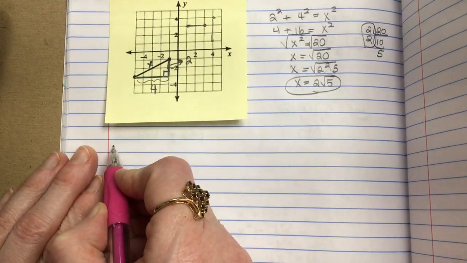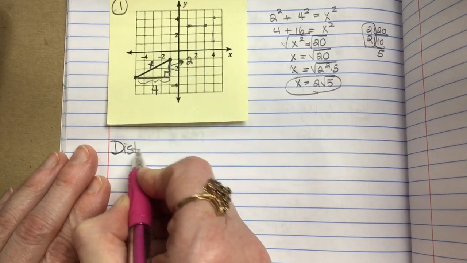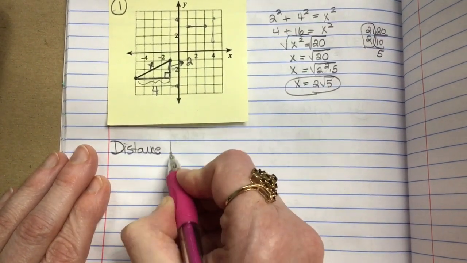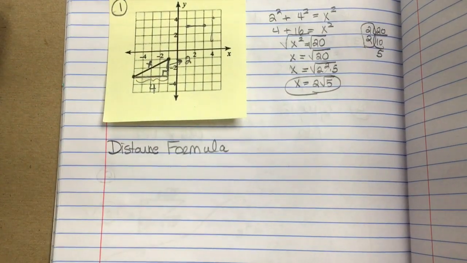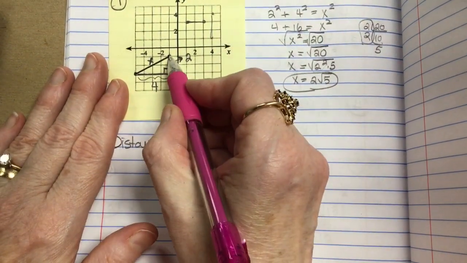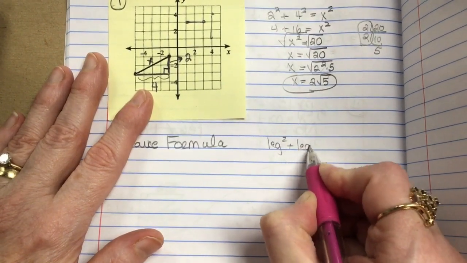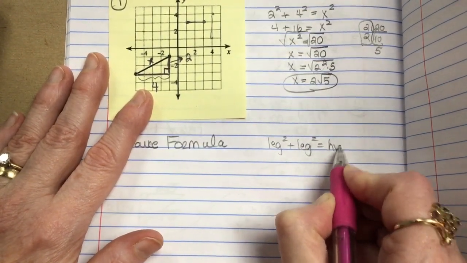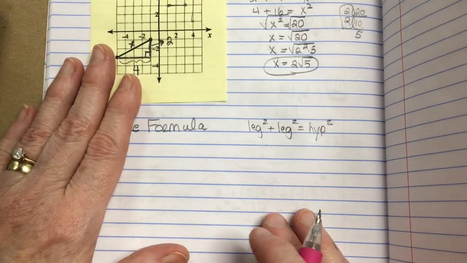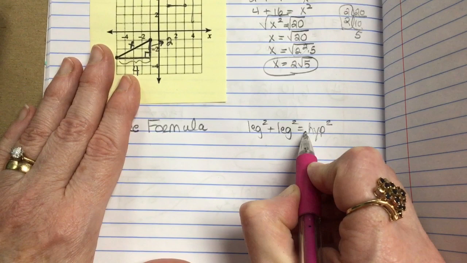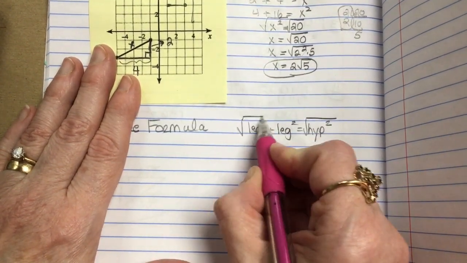Now, we'll call this problem number 1. Now, let's talk about the distance formula. Look what you're actually going to do. We're going to say, we know leg squared plus leg squared equals hypotenuse squared. Now, I'm going to do kind of a weird thing, but look, if I take the square root of that side, I can take the square root of that side.